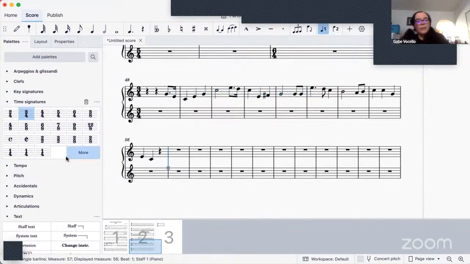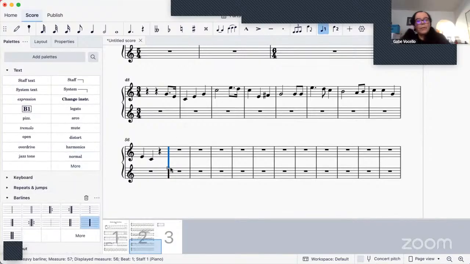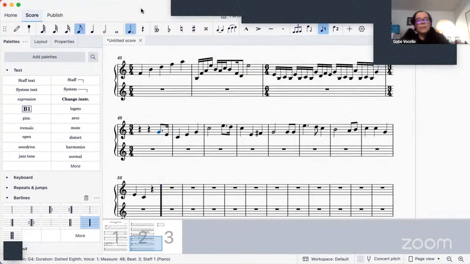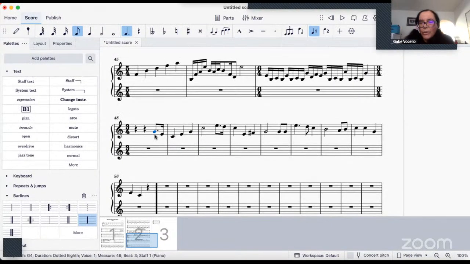Until here, okay? Let's hear. Here we have a dotted eighth note. We do not speak about it until our next class.